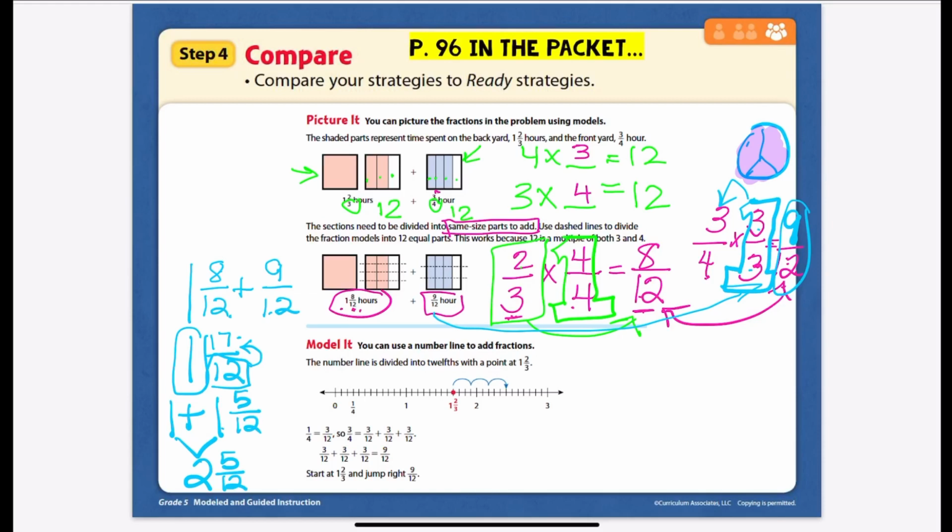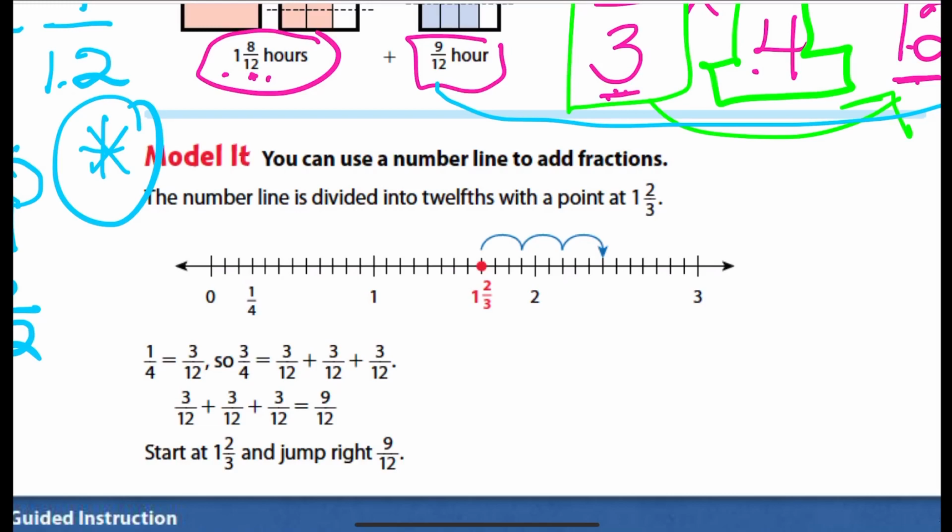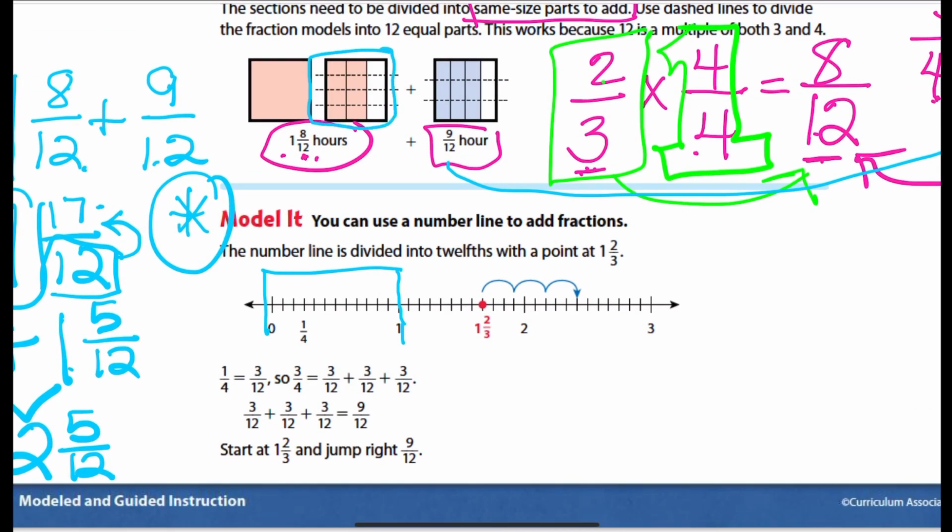You can also model it down here, guys, if you look, using a number line. And I really like this visual model as well, because if you can see, let's zoom this in. It says the number line is divided into 12ths with a point at 2/3. So here's one whole, right here. Since there are 12 pieces up here, there's 12 parts in the whole. Down here in one whole, there are, count them, 1, 2, 3, 4, 5, 6, 7, 8, 9, 10, 11, 12. There are 12 parts in that whole.